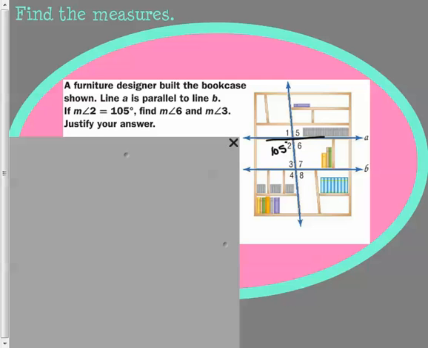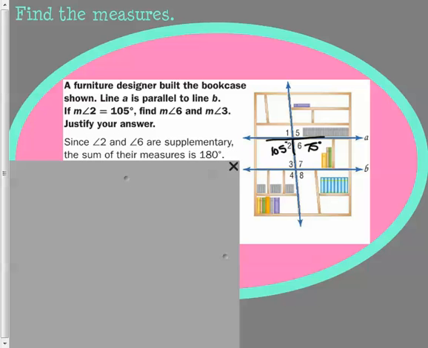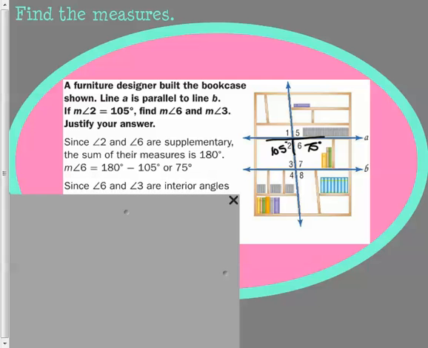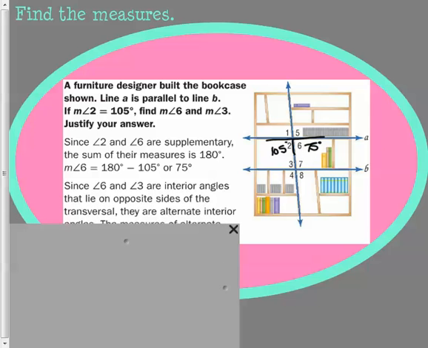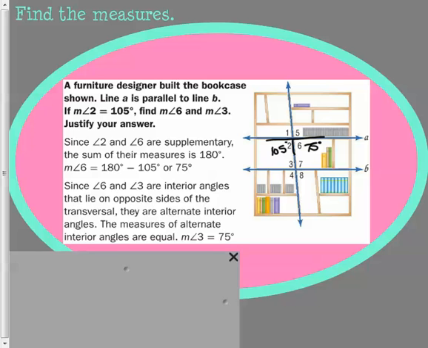So if we look at this, this is a supplementary straight line. So we can tell that angle 6 should be 75 degrees. So angles 2 and 6 are supplementary. The sum is 180. So if we take it away, we get 75. Since angles 6 and 3 are interior angles and they alternate, then they lie on the opposite sides of the transversal, then we also know that angle 3 is also 75 degrees.